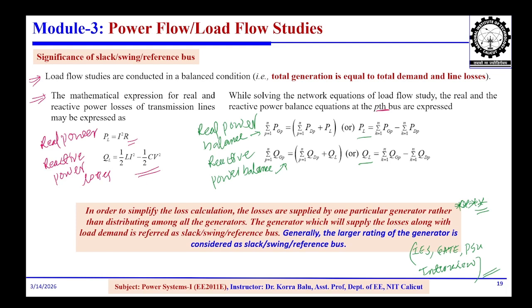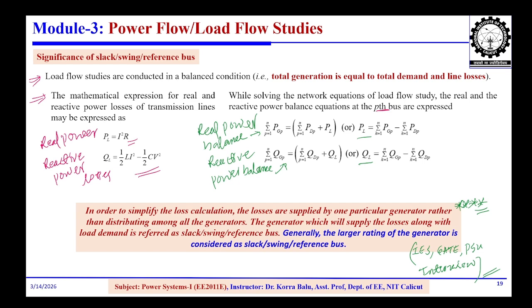So you will see the significance of the slack, swing, or reference bus. When you are doing the load flow analysis, each line has some power losses. We need to account for all of them, so generator 1, generator 2, and generator 3 are supplying the line losses in the power system.